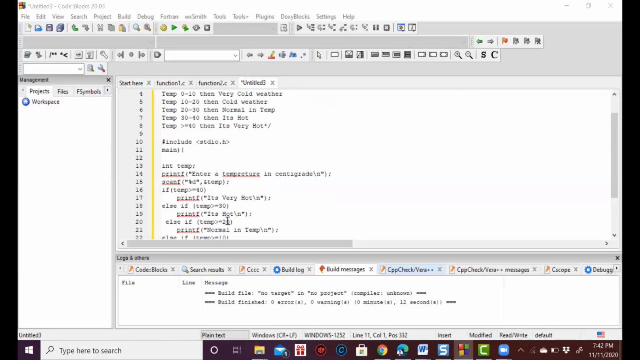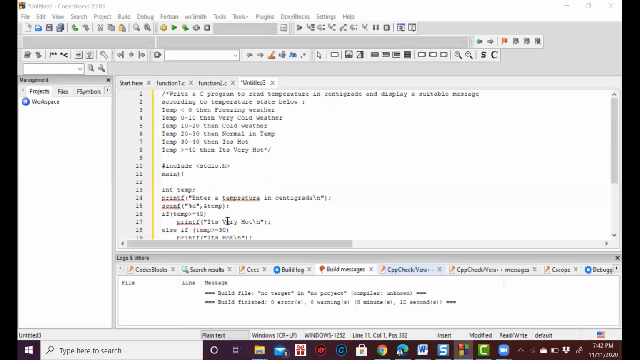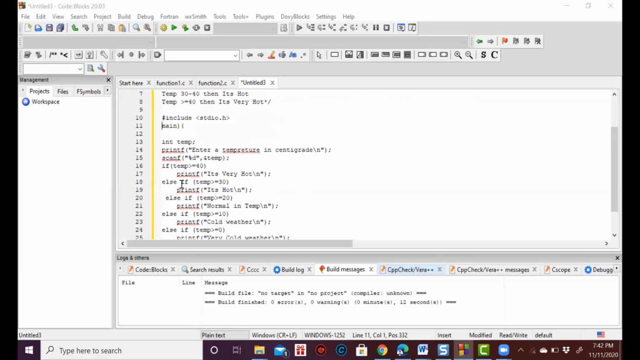Can you get the logic? Now, for example, 55. Okay, so 55 is greater than 40. Yes, then we print very hot. Then that's all. We no need to check this one.